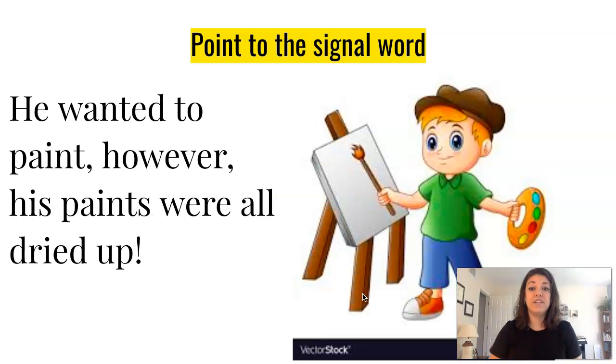Let's try pointing to the signal word in this sentence. He wanted to paint, however, his paints were all dried up. What is the signal word in this sentence? Did you point to the word however? If you pointed to the word however, you're correct.